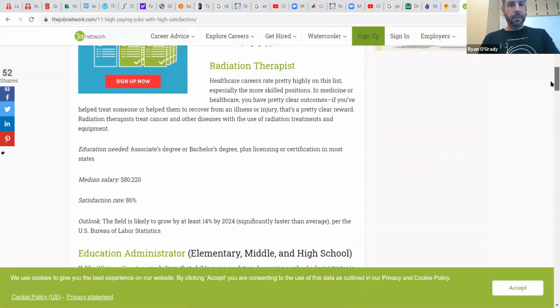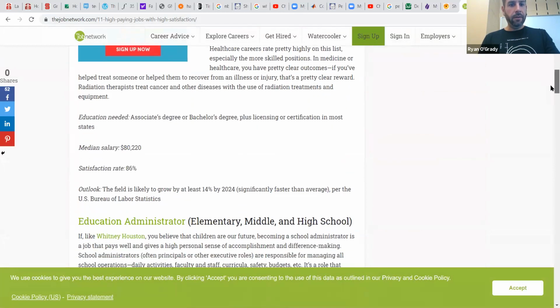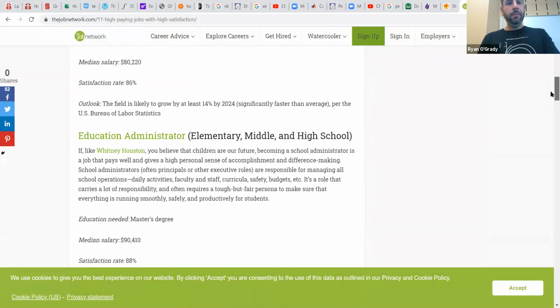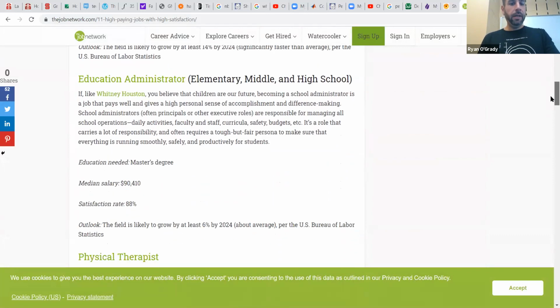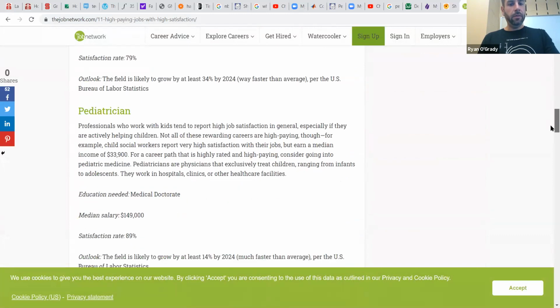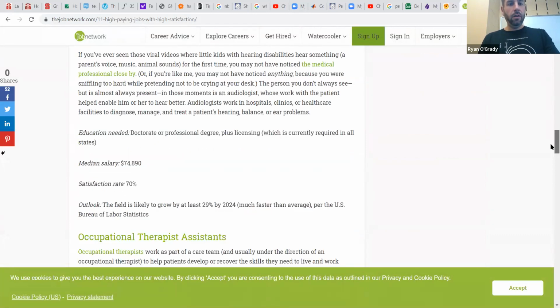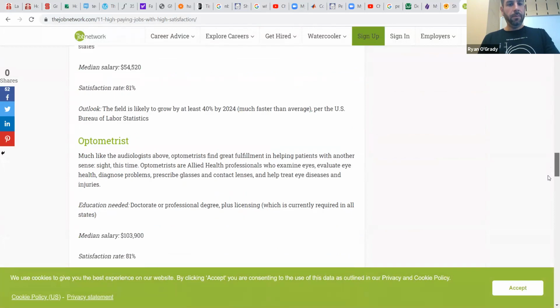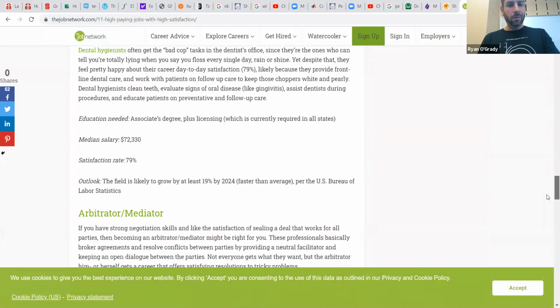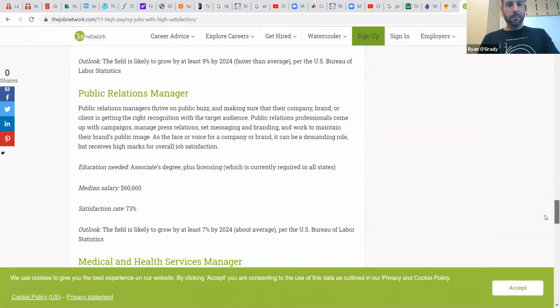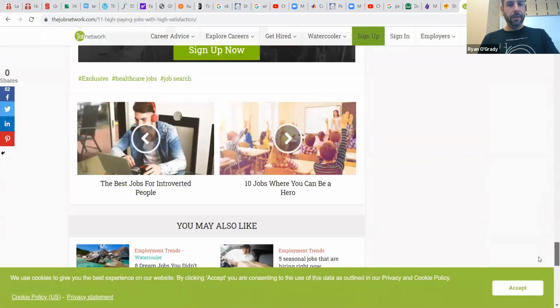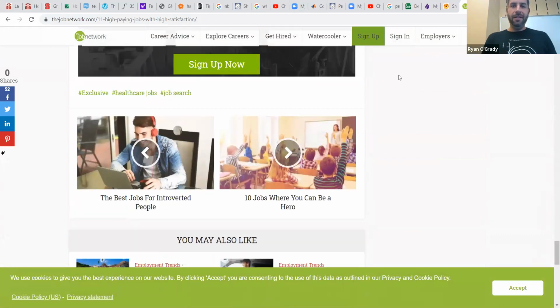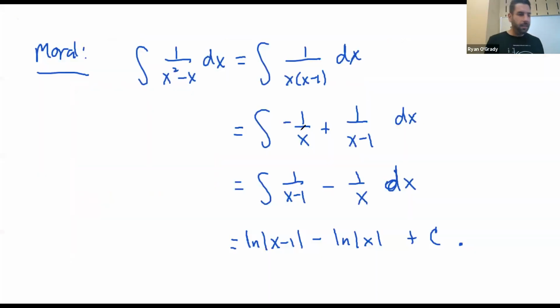Radiation therapist. That sounds good. Median salary. Very good. See, I would think an elementary administrator would not be. Well, I guess they get paid well. Physical therapist. Good. Pediatrician. Audiologist. Optometrist. Dental. I think they're fake. Public relations manager. Very good. There you go. Now you could be happy. All right. Anyhow, this is fun. Nothing like putting pressure on 18, 19, and 20-year-olds to think about what they're going to do 10 years from now, all right? The stress is already bad enough.